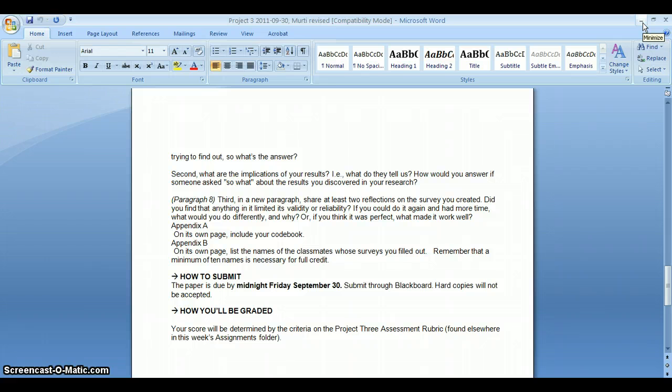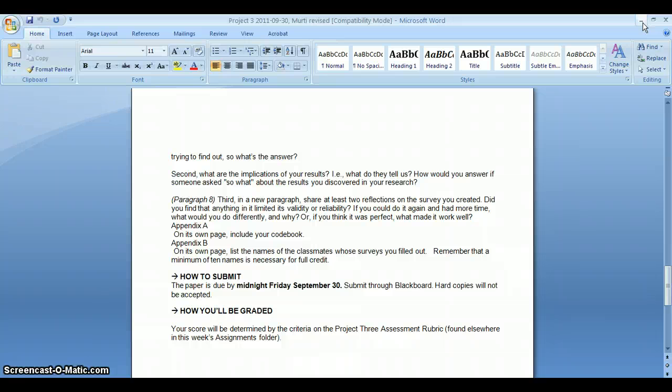And in another appendix, Appendix B, list the names of the classmates whose surveys you filled out. Remember, this is why you keep track. You keep a note of the 10 classmates' surveys you filled out and write that on its own page. Remember that a minimum of 10 names is necessary for full credit. You can take more than 10 surveys, but you're only required to take 10.